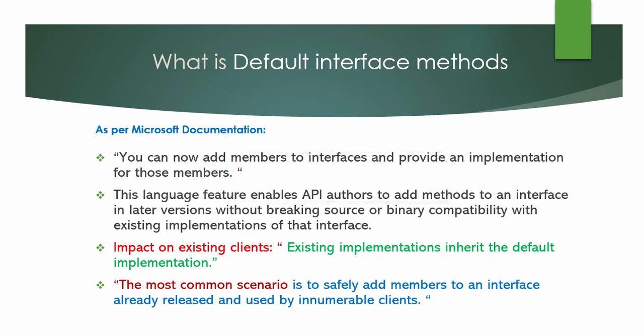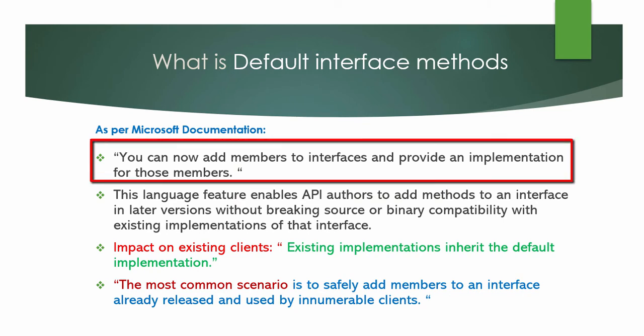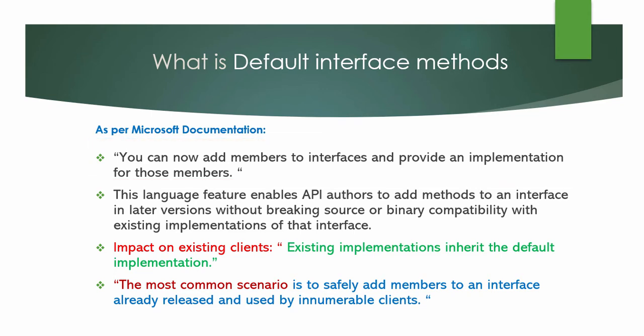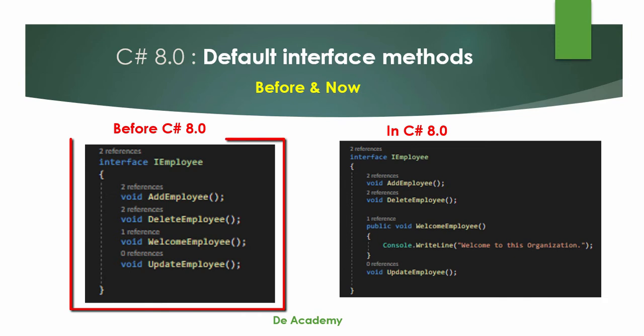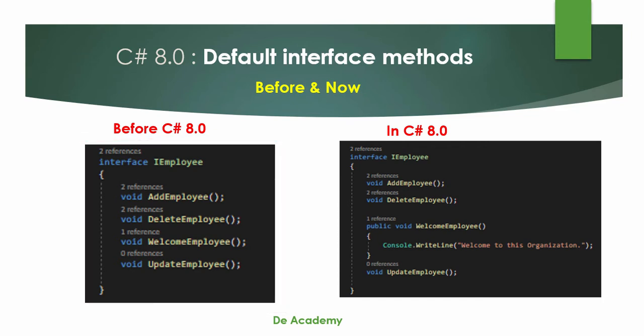Now let us understand what is default interface methods. Microsoft documentation says you can now add members to the interface and provide an implementation for those members. What does this mean? First, let us understand this. So, in the picture, you can see there is an interface iEmployee. On the left hand side, before C# 8.0, you can see this iEmployee interface contains only the method signature. There are 4 methods and there is no implementation of these methods, only method signatures.